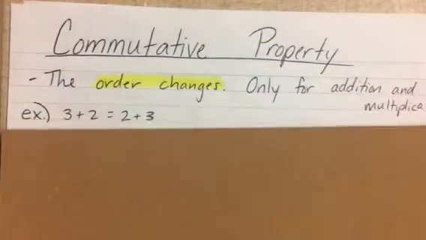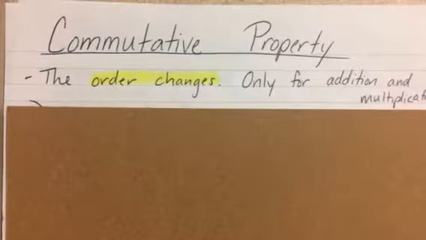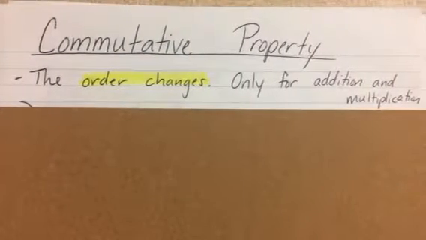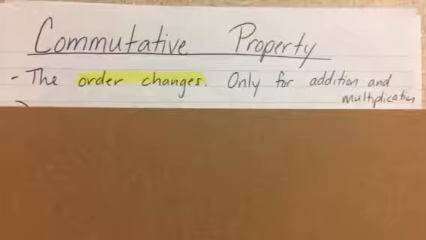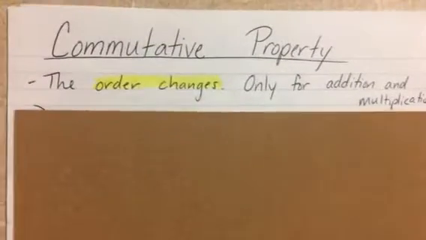This is your video on the commutative property, the associative property, and the distributive property. The first one that I'll talk about is the commutative property. So the commutative property happens when we change the order of two terms. We only have one for addition and multiplication, not subtraction, not division. So let me show you a couple of examples.